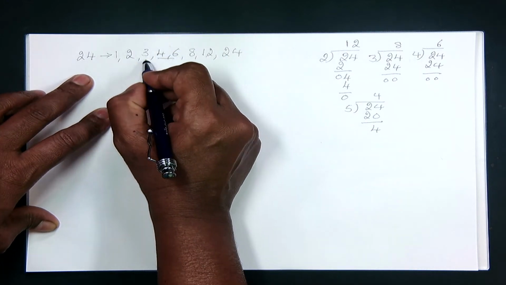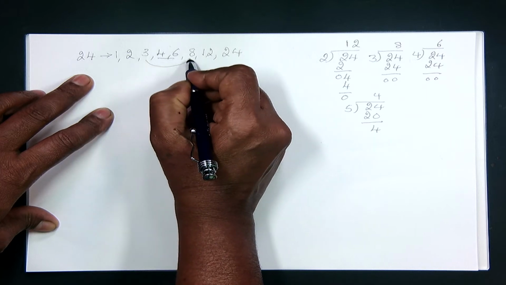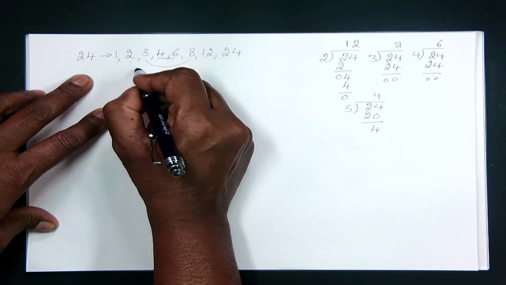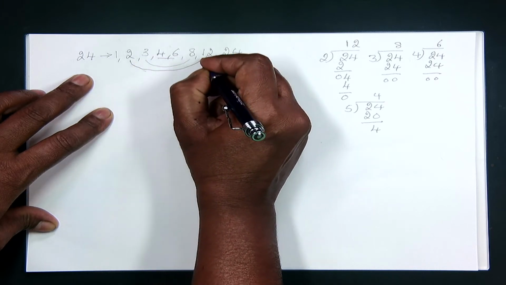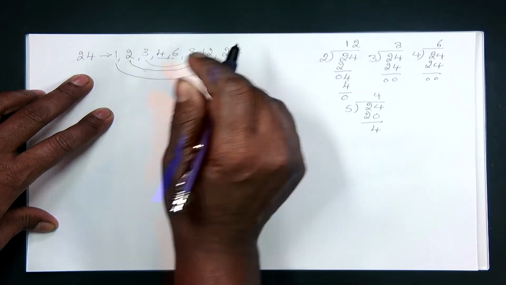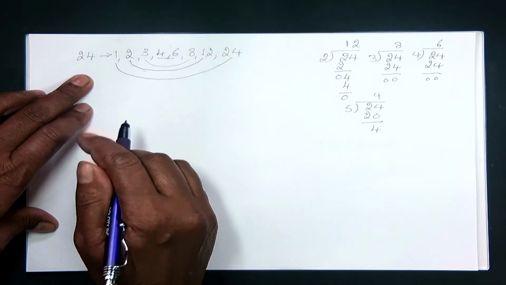We can divide the given number like this, 3 8s are 24. If we divide 24 by 3, we will get 8. If we divide 24 by 2, we will get 12. If we divide by 1, we will get 24. Like this, this is an easy way to find the factors.